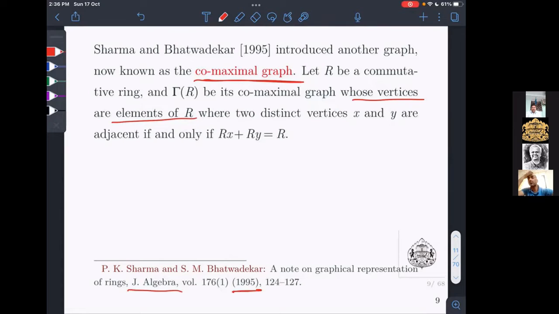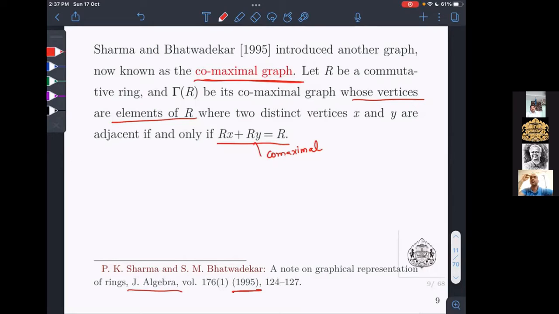And two distinct vertices X and Y are adjacent if their principal ideals are co-maximal. That means the ideal sum is the whole ring R. So you have a ring R, the vertex set of this graph is nothing but the elements of R, and two vertices are adjacent if the principal ideals generated by X and Y are co-maximal.